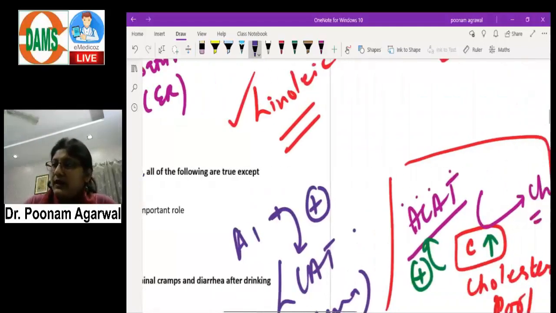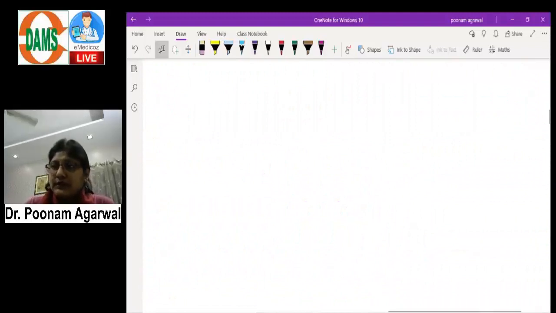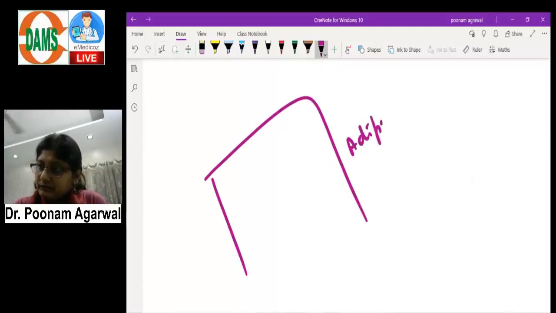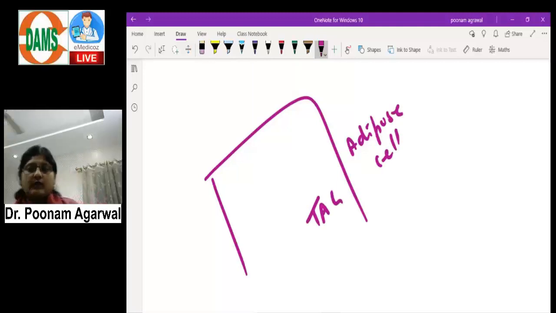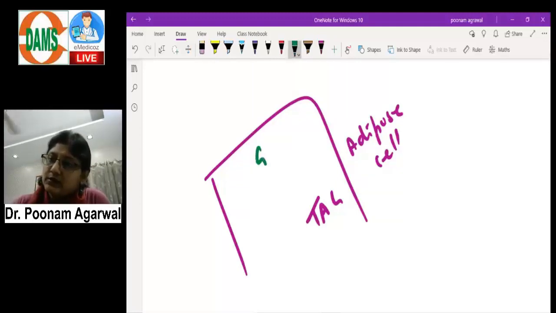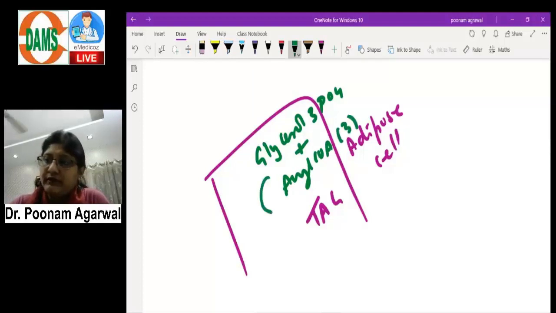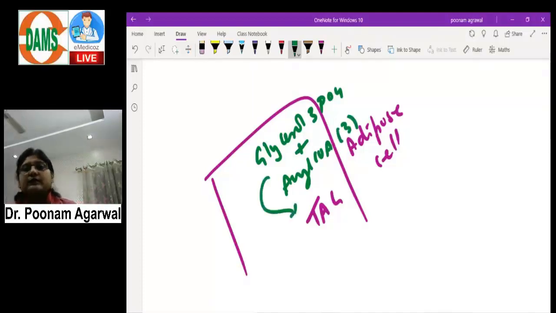To explain this, I will go into brief detail of the concerned concept. Suppose this is an adipose cell, and you are wondering how the TAG is formed and stored. For the formation of TAG, triacylglycerol, we need two materials. One is glycerol 3-phosphate, on which the acyl-CoA is getting esterified. 3 molecules of acyl-CoA are esterified, and when this happens, we have the formation of triacylglycerol.